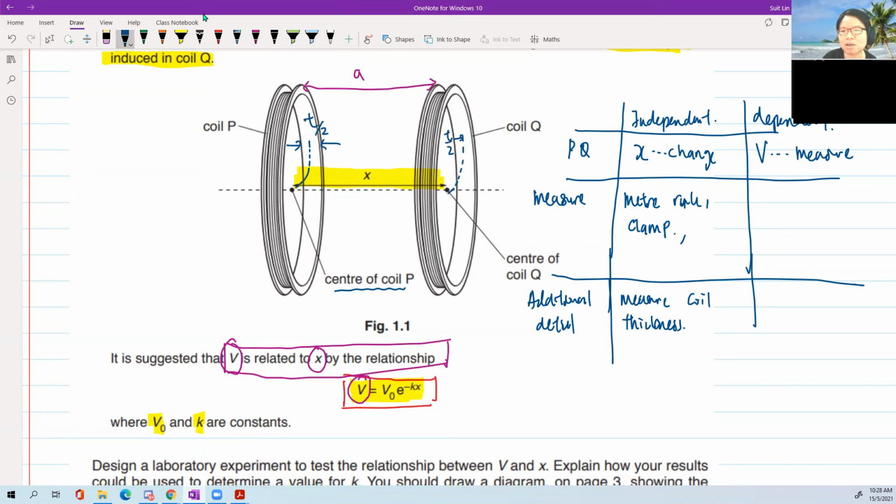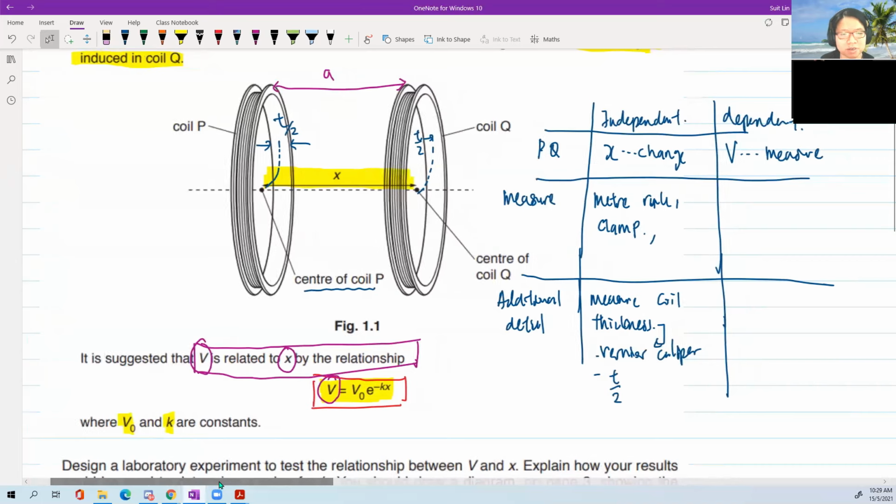So you have to write this down. So measure thickness and then probably using a vernier caliper. And then after that, talk about T over 2. Okay, so all this we will write out inside your experiment. Okay, later I'll show you the mark scheme.